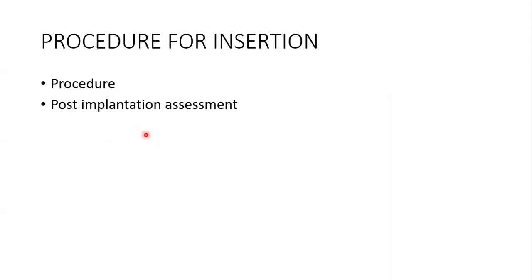So for the procedure of pacemaker insertion, as we all know, the pacemaker needs to be implanted in an electrophysiology lab or in the cath lab, because we need a C-arm fluoroscope to be able to guide the insertion of the leads and determine the position of the leads in the heart and in the right heart chambers.